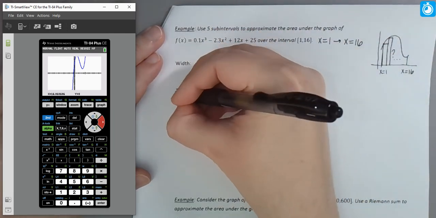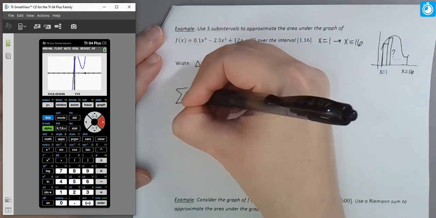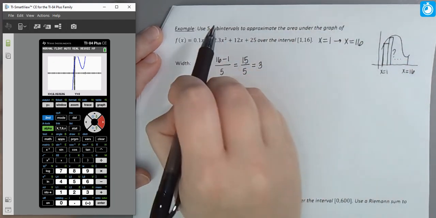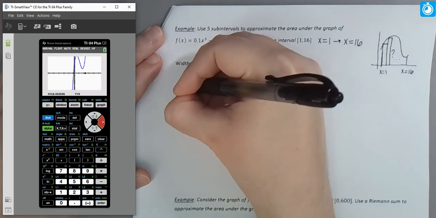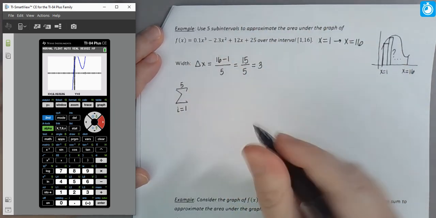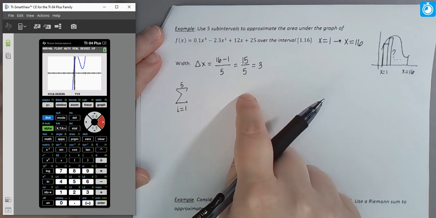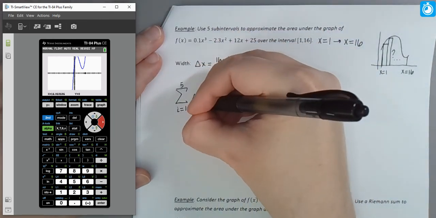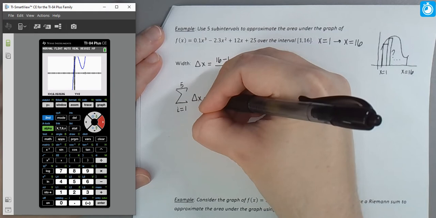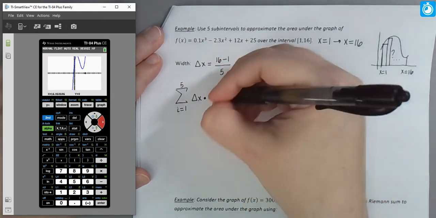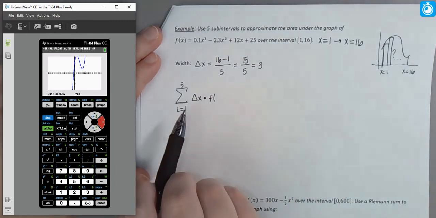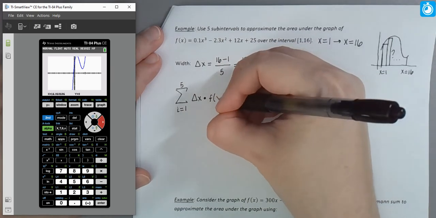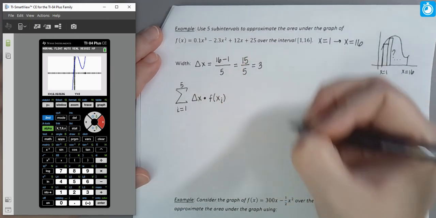So let's write the summation notation for what we're going to evaluate. So we're using 5 subintervals. In other words, our index is going from 1 to 5. And then the actual area is going to be our delta x, the width, times the height, which will be f of the particular x value we get to, which is the first x value and then the second all the way up to the 5th x value. So we write that as x sub i.